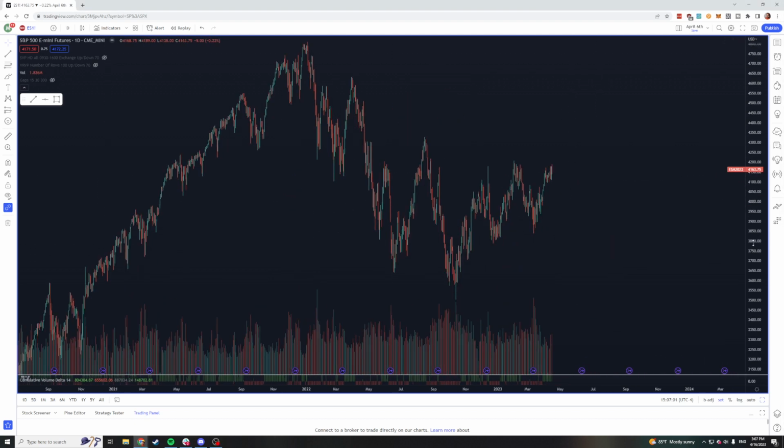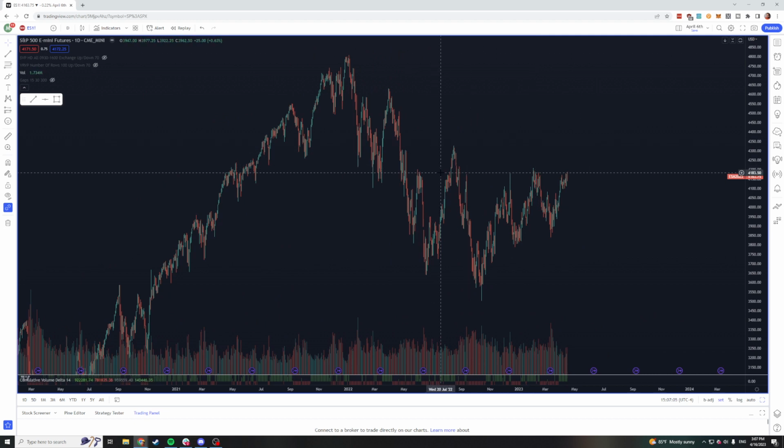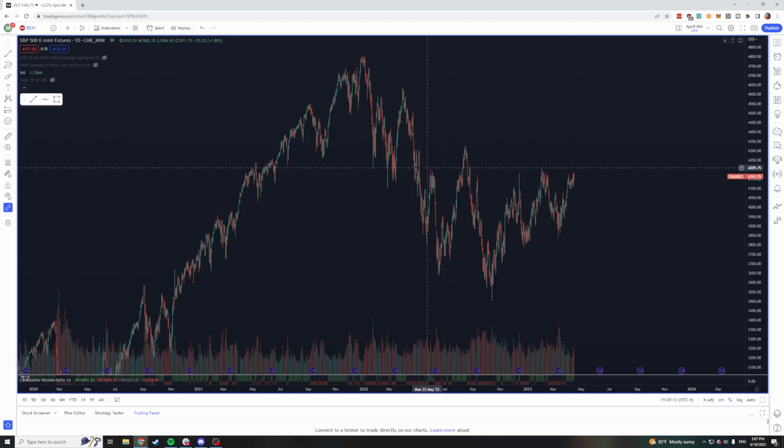So what do we have? This is the daily chart. We're inside the same shape, right? I think 2 or 3 weeks ago, when we were down here in this area, I was talking about this general triangle.